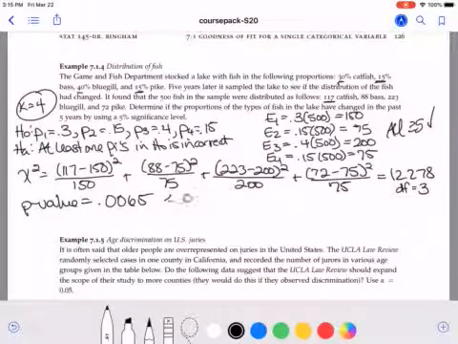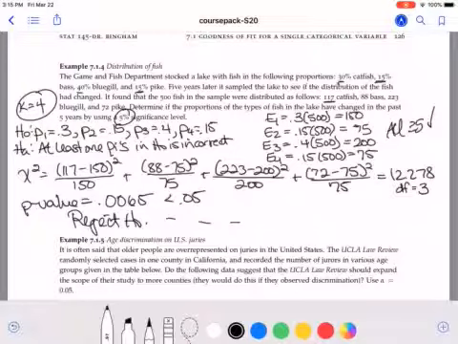So this one, that is less than our significance level of 5%. So we will reject the null. And we would want to write out the rest of the conclusion, which would be that we have significant evidence that the population proportions of types of fish have changed in the past 5 years. We are rejecting that they stayed at those percentages, and we have evidence they've changed.